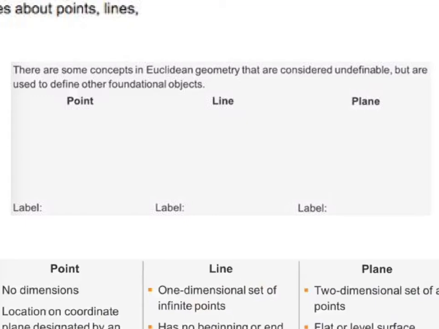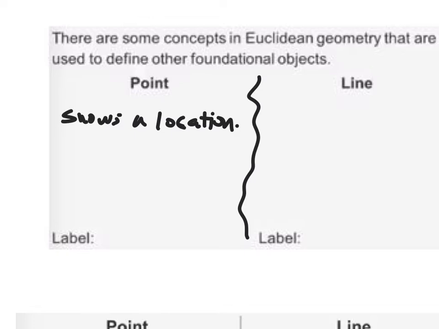And those are going to be what we call points, lines, and planes. So I'm going to identify what a point does. A point shows a location, and its label is simply just a circle. If we wanted to name a point, we would give it a capital letter, so like point A or point B.